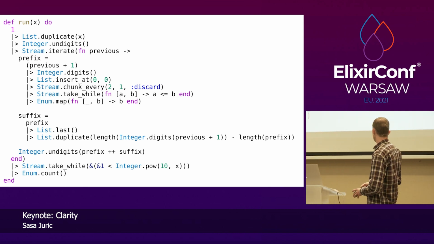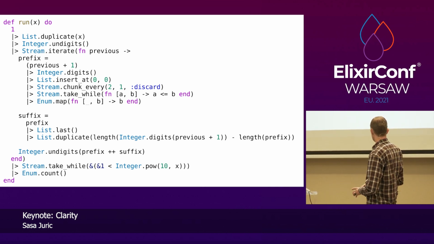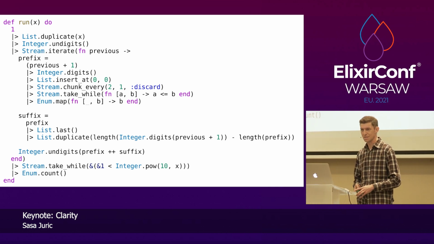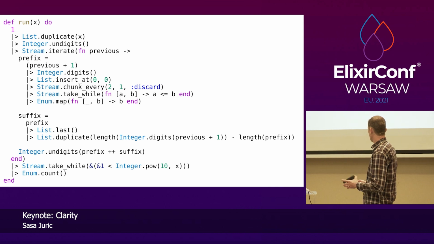And now we're going to build our suffix by taking the last element of the prefix, duplicating it n times, where n is the number of digits in the integer, which is the previous element incremented by 1. And then we're going to subtract length of the prefix, and this is the amount of duplications we do of the last element.